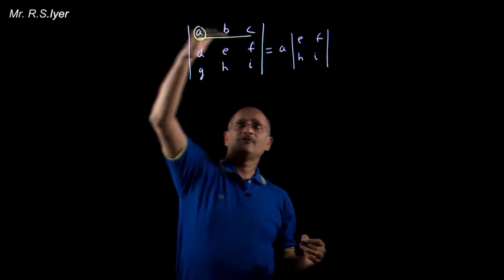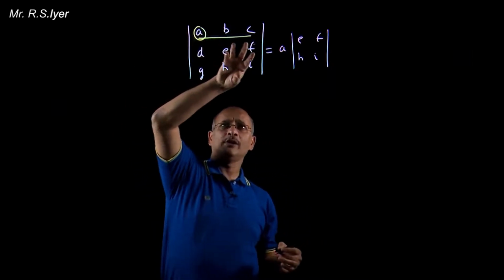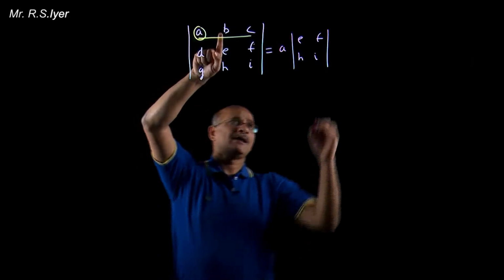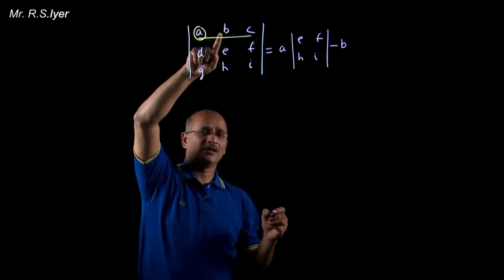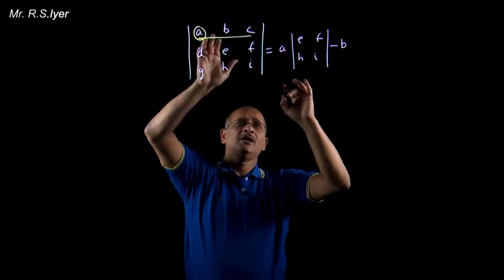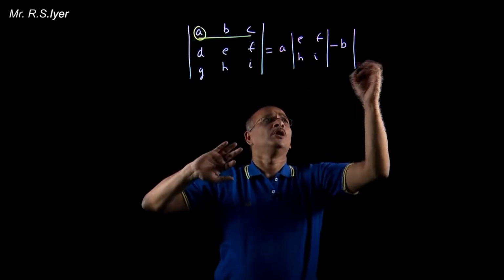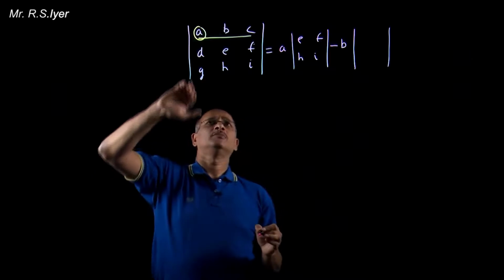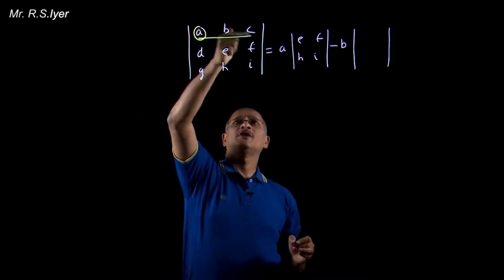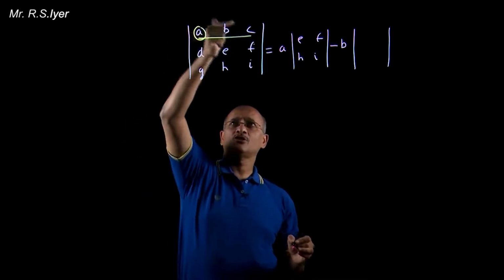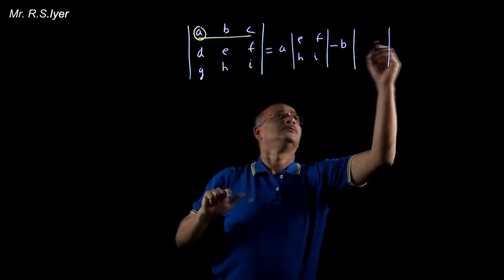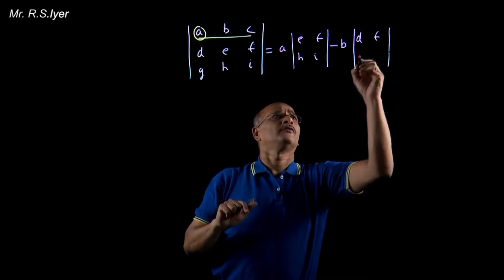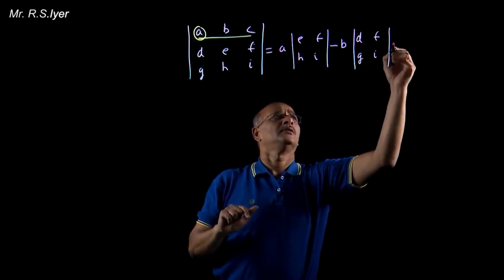Now as I am taking the first row as a base row, so A into its minor, then minus B. I will come to why I am putting the minus sign later on. For now, just understand minus B into... now see, B is in which column and which row? B is in the first row and second column. So leave the first row and second column. What is left out? D, F, G, I, plus.